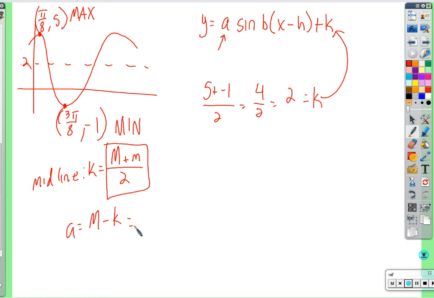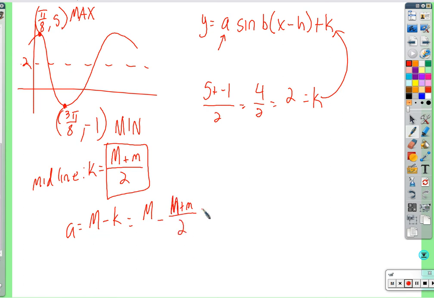Do substitution. K is this value right here, right? K is this value, big M plus little m over 2. So if I do, let's make sure I got this here. Yeah. So big M minus big M plus little m over 2.